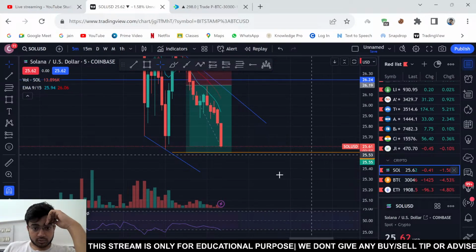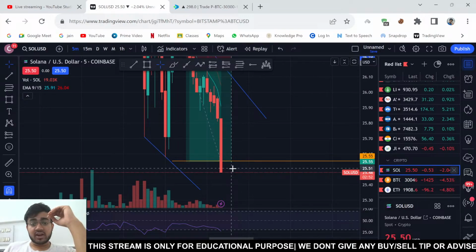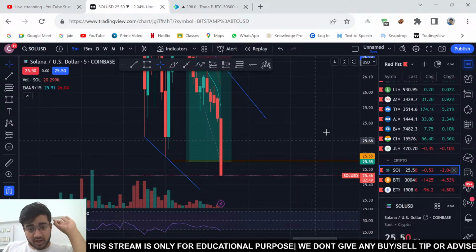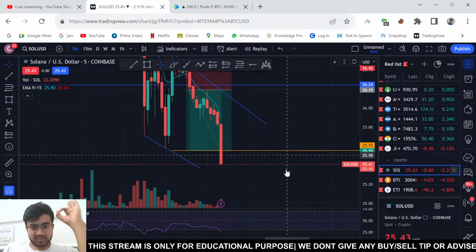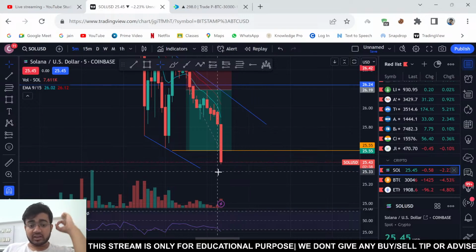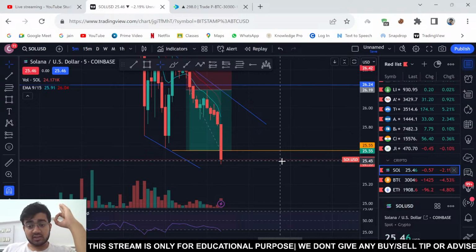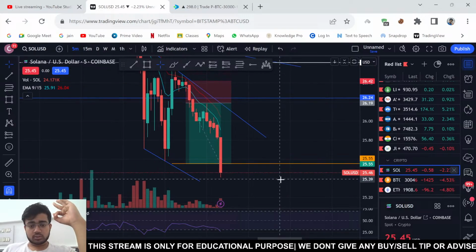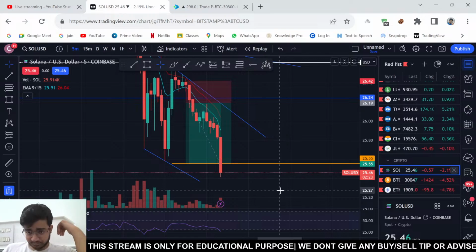Solana. Guys, exit right now, exit right now. Take profit has been blasted, so just exit right now. Exit, exit. This is the candle where you have to exit. Don't wait, exit. If you guys still haven't exited, exit.